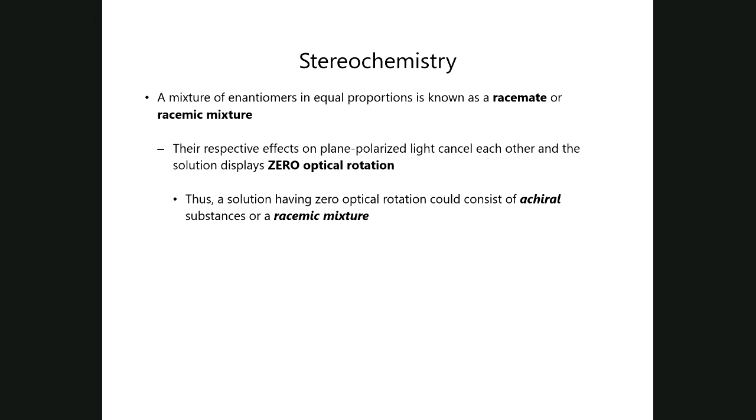So another important point, what happens if you have a 50-50 mixture of enantiomers? We call that a racemic mixture, also known as a racemate. And because each individual isomer rotates in one direction and the other one rotates in the opposite direction with the same magnitude, when you have identical amounts of both, what happens? They cancel each other out. So the sample will have zero optical rotation. It will appear as if there's nothing chiral in the sample.